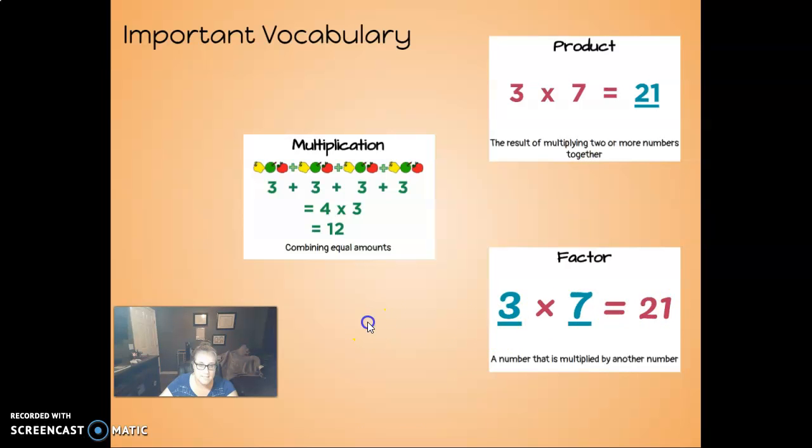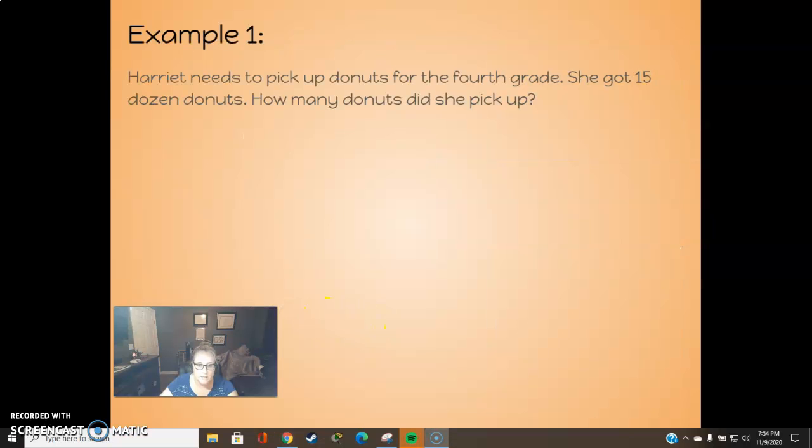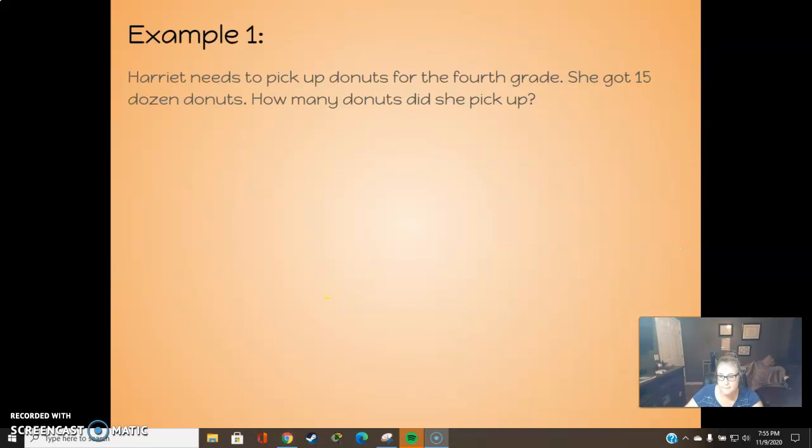So let's get started. We are going to look at a couple of examples. The first example says that Harriet needs to pick up donuts for the 4th grade. She got 15 dozen donuts. How many donuts did she pick up? Well, the first thing I'm going to do is read my problem. But then I'm going to read it again and find the important information. So let's read it one more time.